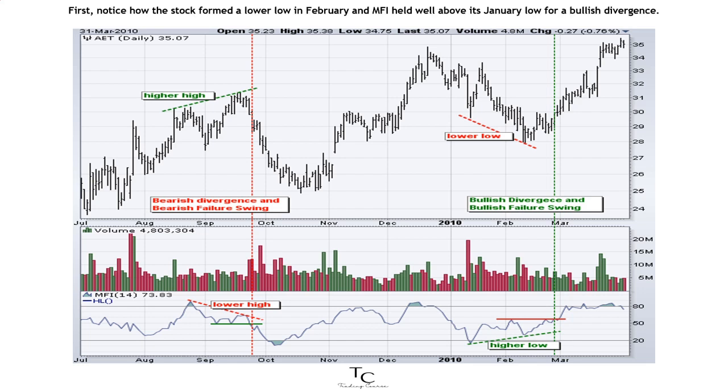First, notice how the stock formed a lower low in February and MFI held well above its January low for a bullish divergence. Second, notice how MFI dipped below 20 in January, held above 20 in February and broke its prior high in late February. This signal combination foreshadowed a strong advance in March.